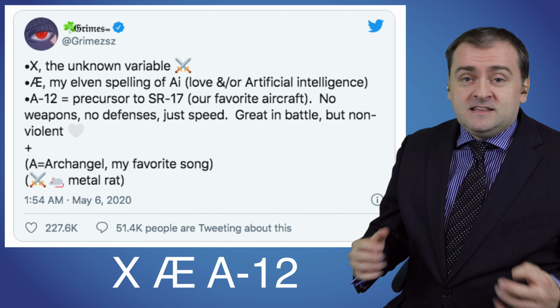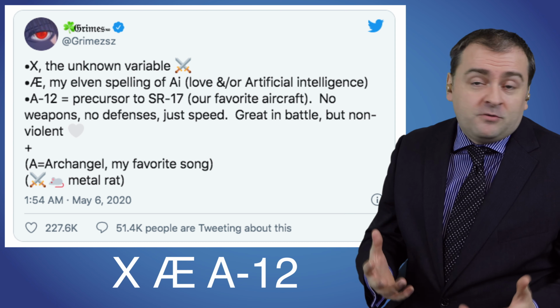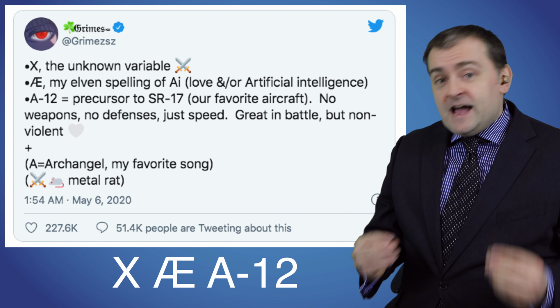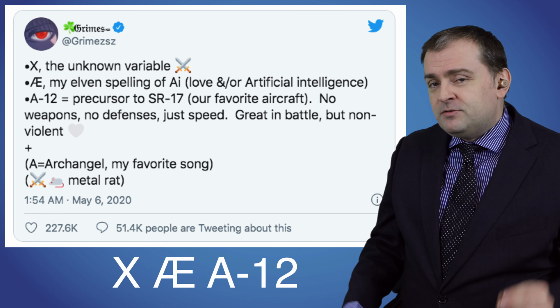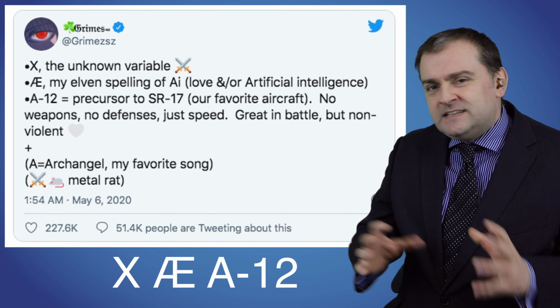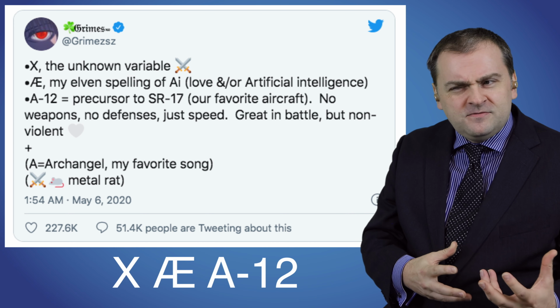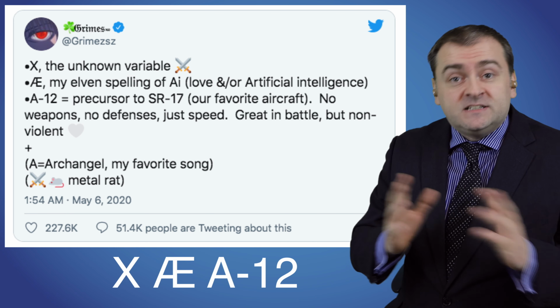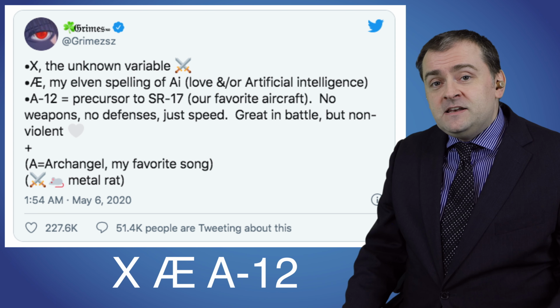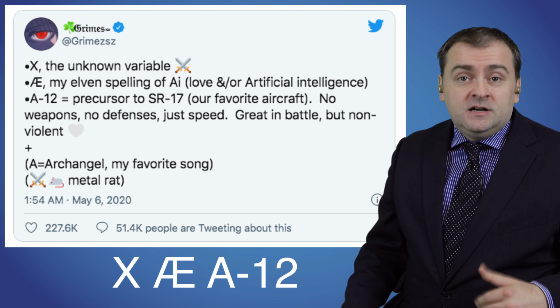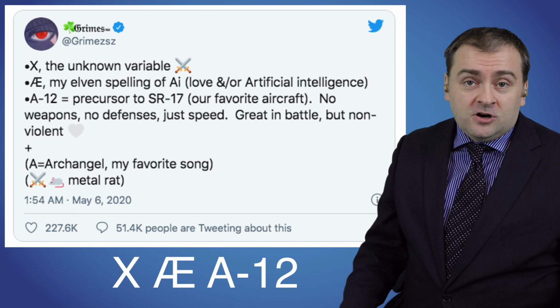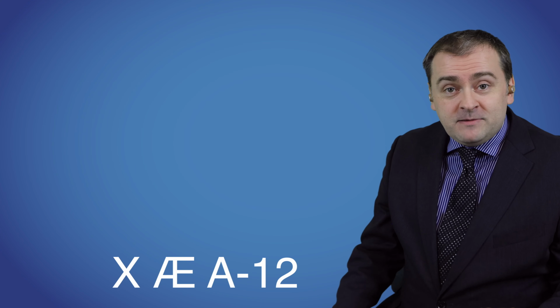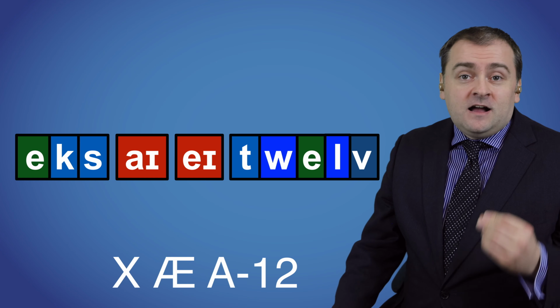The X represents the unknown variable, like in a mathematical equation. They take the ash symbol from Elvish, so they pronounce it I, and that makes sense because she says they're using it to represent both love and the acronym for artificial intelligence. Then the A-12 part refers to an aircraft that both she and Elon are fond of. So the correct pronunciation for Elon Musk and Grimes' baby would be X Æ A-12.